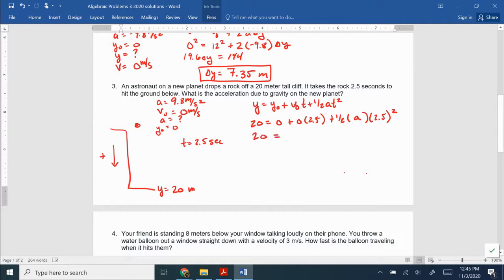Okay, so 20 is equal to, those two things are going to go away, 2.5 squared times 0.5, which is going to give you 3.125. Divide by 3.125, and you're going to get that your acceleration is 6.4. There you go.